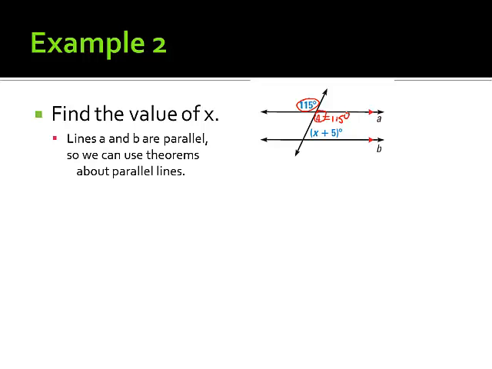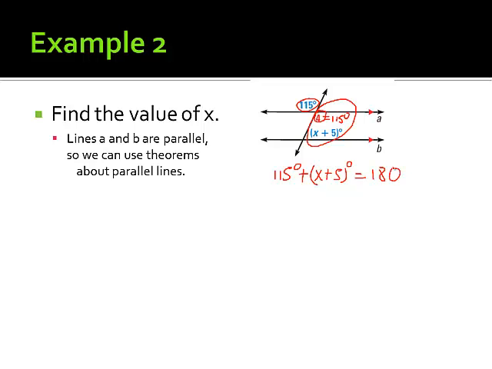Well, if these guys were vertical angles, what about these guys? Looking at these, they are consecutive interior angles. Well, from the previous theorem, consecutive interior angles are supplementary. So we can say, okay, 115 degrees plus x plus 5 degrees equals, supplementary is 180 degrees.